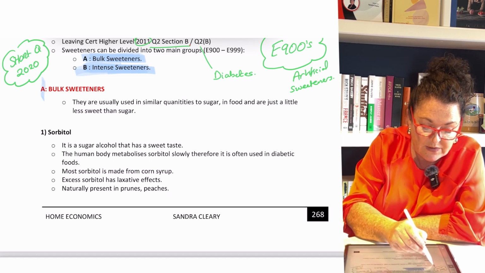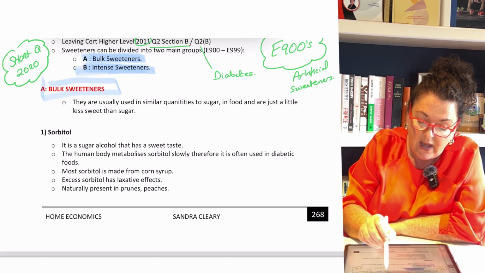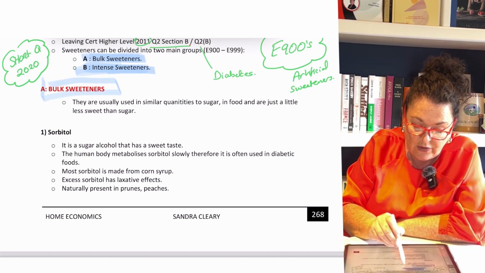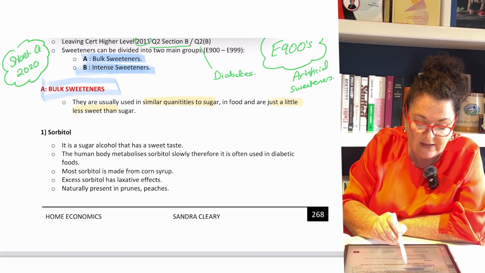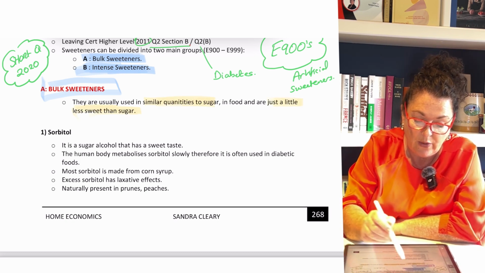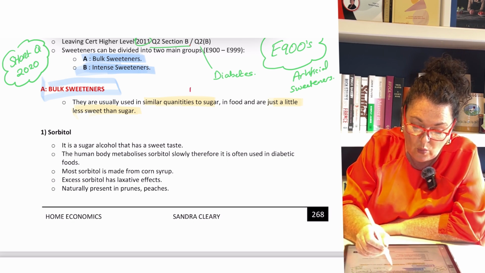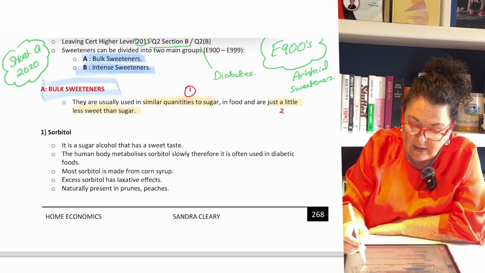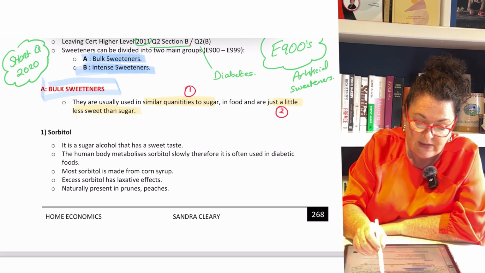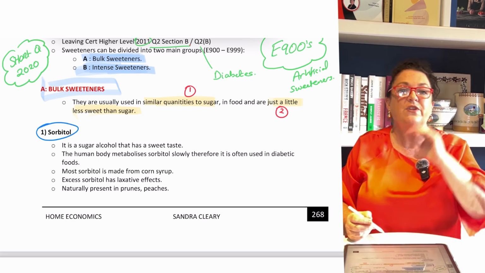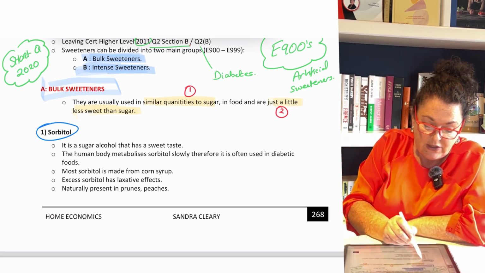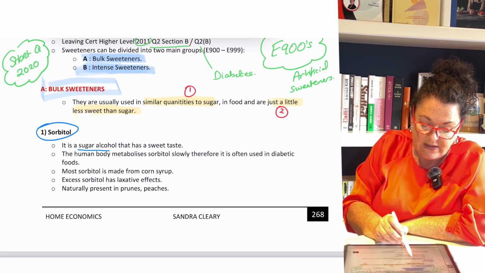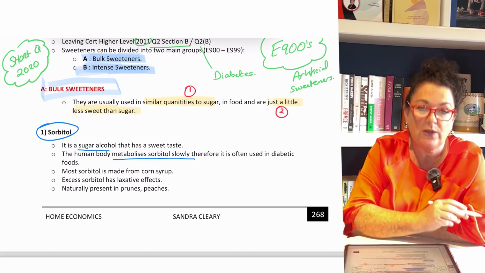So bulk sweeteners are the first one. We note they are used in similar quantities to sugar and just a little less sweet. And we'll number those as number 1 and number 2. Note we said we have two examples. The first is sorbitol. Now, sorbitol is a sugar alcohol and it is metabolized very slowly.